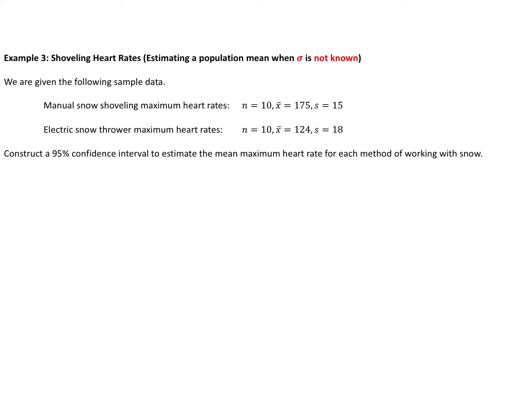In this example, we want to estimate the mean maximum heart rate for people who shovel snow manually versus those who shovel snow with an electric snow thrower. So let's remind ourselves that we are trying to estimate a population mean. And we actually want to do it for two different populations, the manual snow shoveling method versus the electric snow throwing method. But the notation is mu, so we want to figure out what mu is.